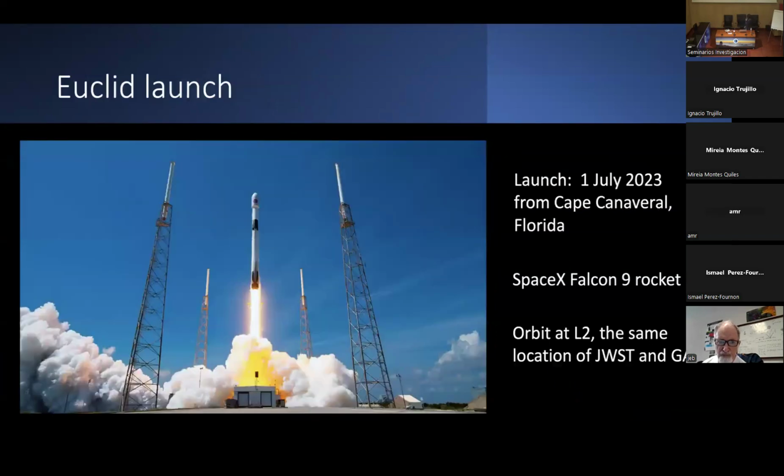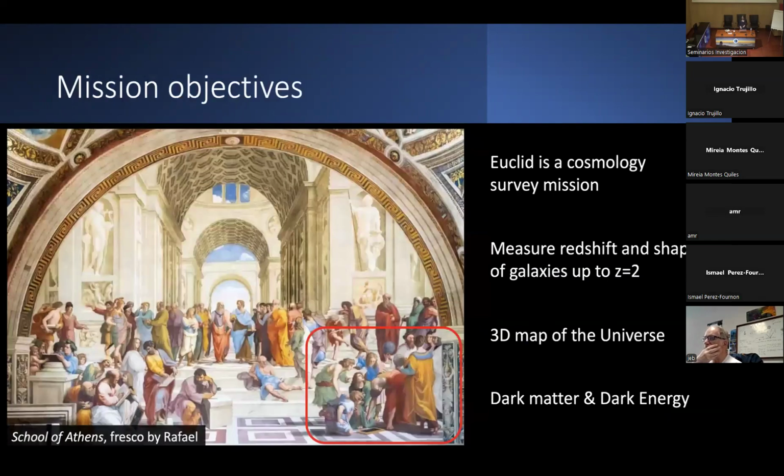This is a picture of the launch in Florida last year. And now Euclid is orbiting together with JWST and Gaia. It's like 3 friends all orbiting together. So when we look at the mission objectives of Euclid, it's really in the name.